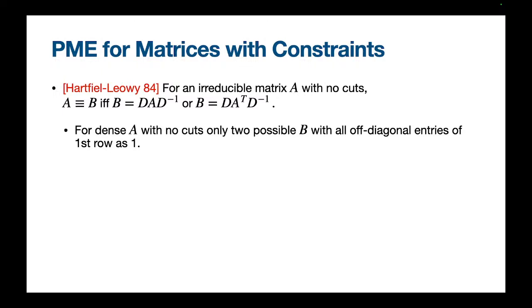So this here is a corollary of this theorem. This says that for a given matrix A, if it is dense, then there are only two possible matrices whose off diagonal entries in the first row are all ones. This is because if we fix all the off diagonal entries in the first row to be 1, this fixes the diagonal matrix D, and there are two choices, so that's why we get only two principal minor equivalent matrices with this property.